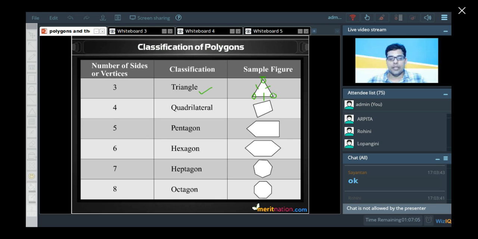Fourth one is a quadrilateral. Quadrilateral means 4 sides or 4 vertices: 1, 2, 3 and 4. Then a pentagon. Penta stands for 5 sides or 5 vertices. Then hexagon, 6 sides. Then heptagon, 7 sides. Octagon, 8 sides. Nonagon, 9 sides. Decagon, 10 sides. In this way, we can classify polygons.